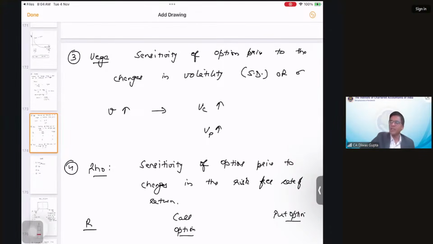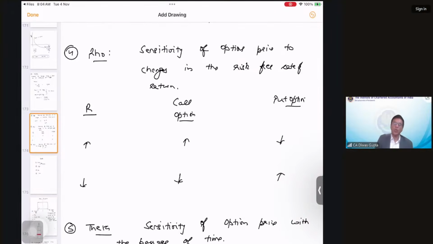Vega. Vega is actually measuring the sensitivity of option price to the changes in volatility. As we discussed, students, volatility also plays a major role, because if the volatility is high, the risk of an outcome is also very high. That will lead to a higher risk expectation and higher return. Similarly, if the risk is lower, the return also will be lower. So that is Vega.